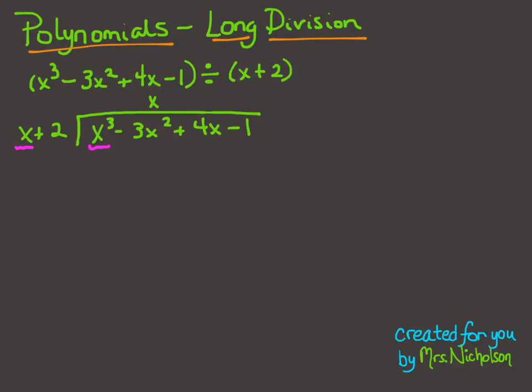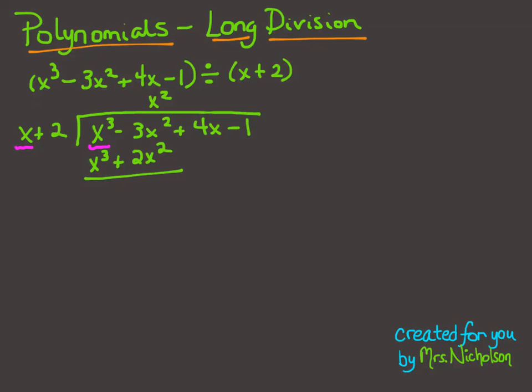And so I'm going to write x squared, and notice that I'm lining it up with the x squared that's in the polynomial. So I have x squared on top. Now I'm going to multiply that times x plus 2. I need to multiply it by both of those terms. X squared times x is x cubed, and x squared times 2 is plus 2x squared.